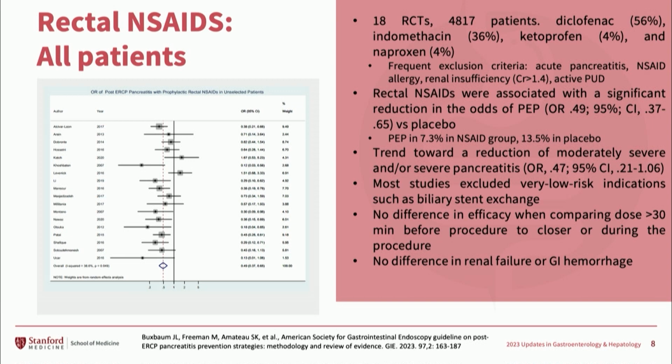They were excluded as well. Rectal NSAIDs were associated with a significant relative risk reduction by about 50%, with an incidence of post-ERCP pancreatitis of about 7% in the NSAID group versus about 13.5% in the placebo group. There was a trend towards a reduction of moderately severe or severe pancreatitis, as defined in most studies by the Cotton consensus criteria, but this was not significant.